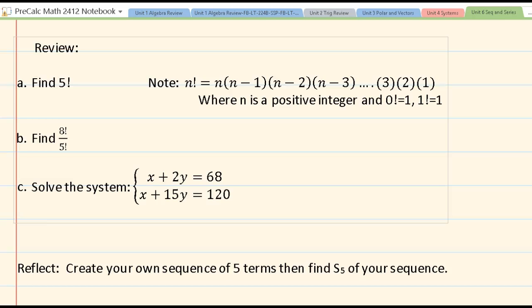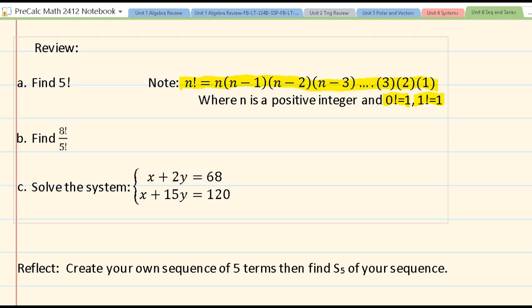In this video, we'll go over the review and reflect for arithmetic sequences and series. The first thing to note is that we are introducing a new function called n factorial. What it means is that we take our positive integer and multiply it times the number before it, and the number before that, and the number before that, all the way until we get to 1. Key things to note are that 0 factorial and 1 factorial both equal 1.